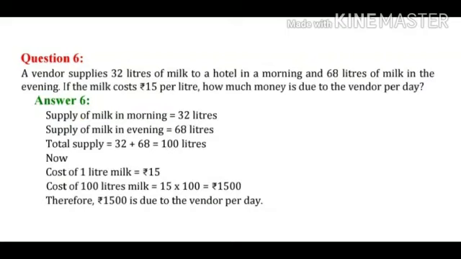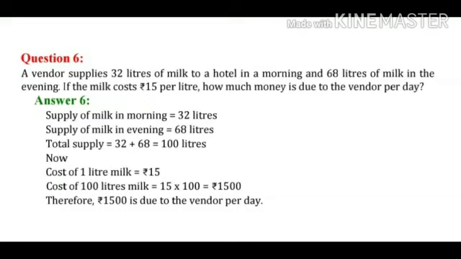Now here we have question number 6. Question number 6 says, a vendor supplies 32 liters of milk to a hotel in the morning and 68 liters of milk in the evening. If the milk costs rupees 15 per liter, how much money is due to the vendor per day? This is the same kind of question we did last.